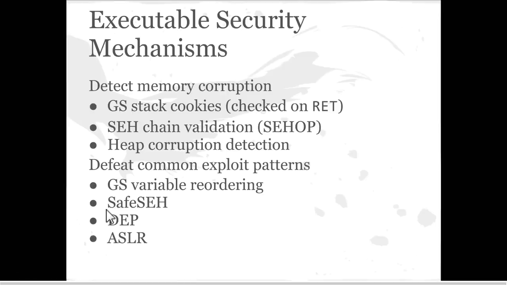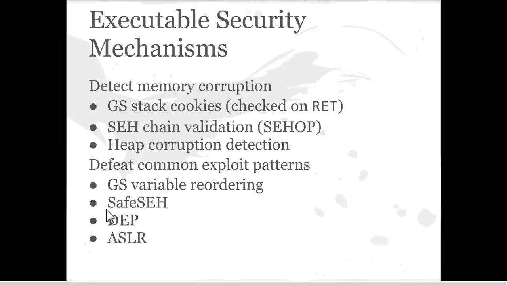Basically, these security mechanisms try to detect memory corruption through things like stack cookies, checking whenever a return is executed that the cookie on the stack guarding that return address hasn't been overwritten. That code is handled by the compiler. SEH chain validation, again, has to be compiled with that flag on in Windows. And then again, heap corruption detection. That's code also introduced by the compiler.